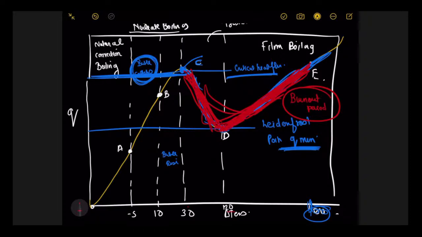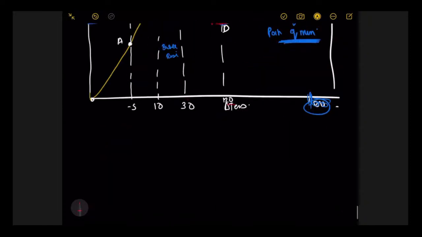Okay. So this is about the boiling point curve, which is very famous. The most important thing is that very good heat transfer is in the nucleate boiling, and minimum in the Leidenfrost point. Then we will see condensation.